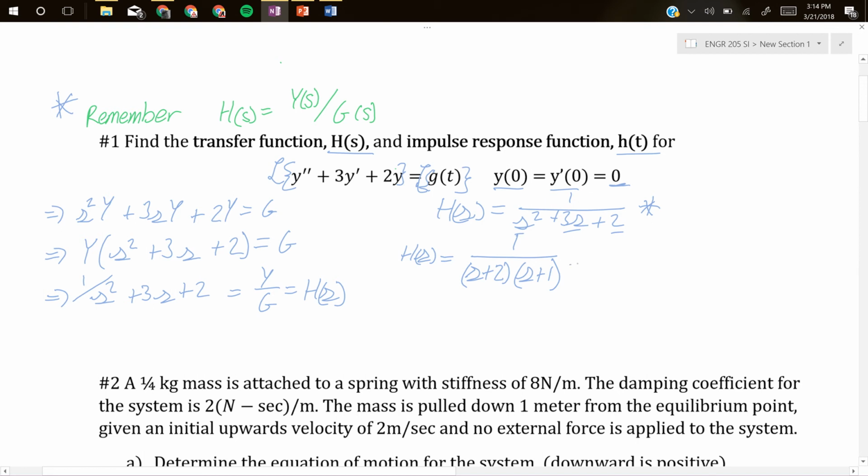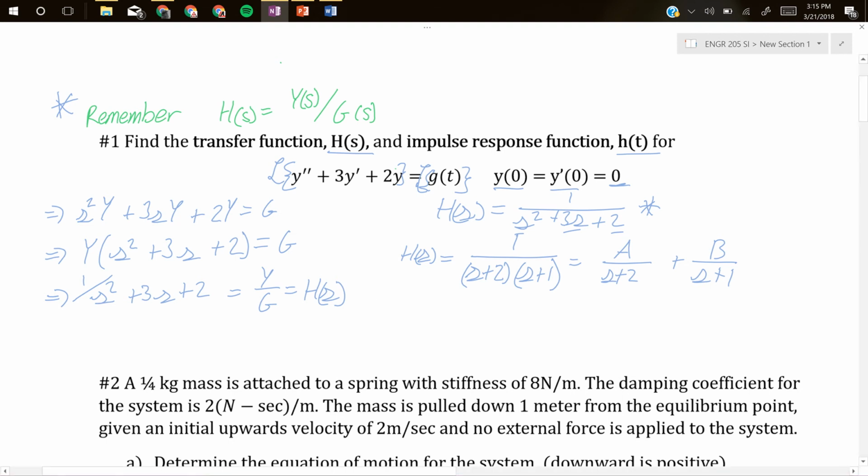And now we can equate this to A over s plus 2 plus B over s plus 1. And it doesn't really matter which one you choose, just make sure you keep track of what number goes with your s plus 2 and your s plus 1. Doesn't matter if you have A or B to it, it's the number that matters. So we need to solve for A and B using partial fractions. So I would just go ahead and use, I forgot what it was called, the Heaviside method.